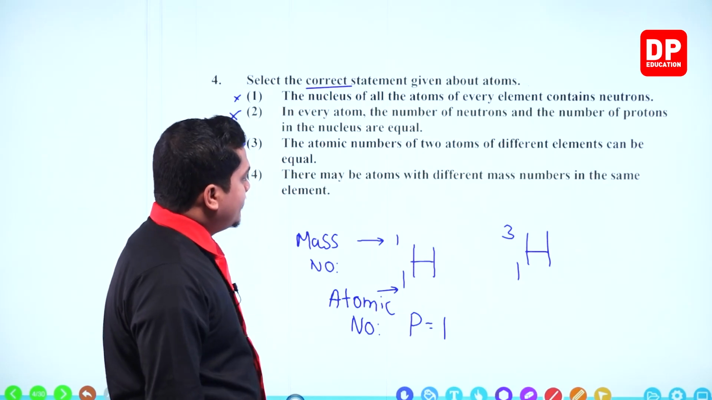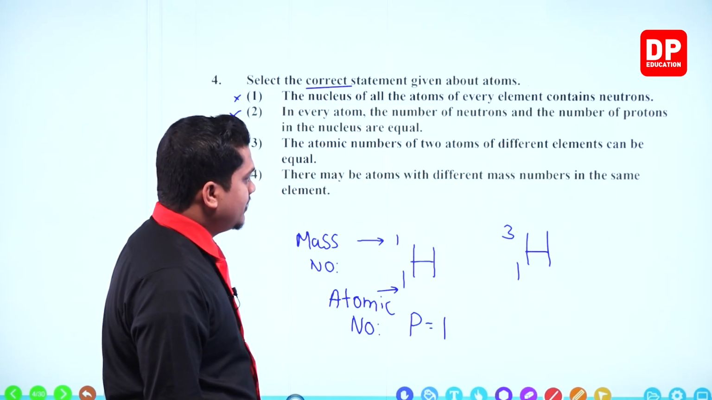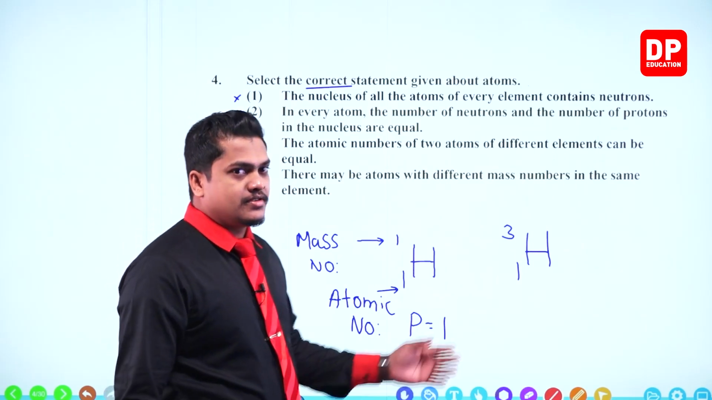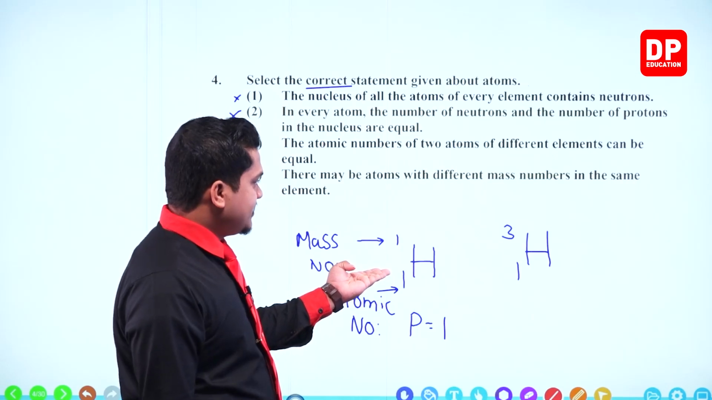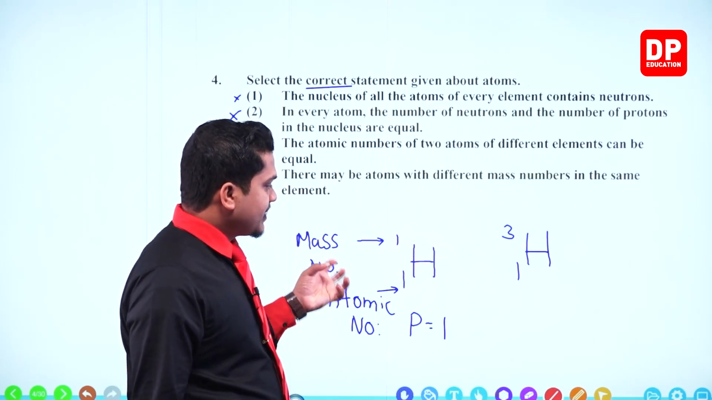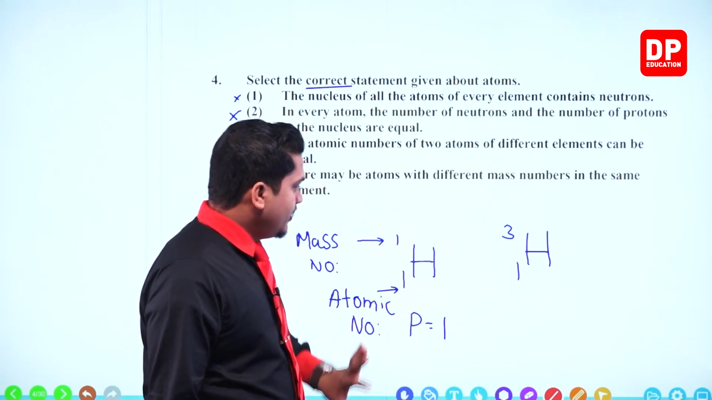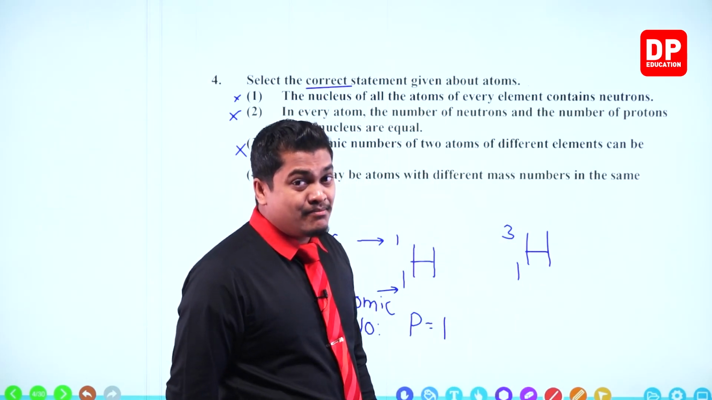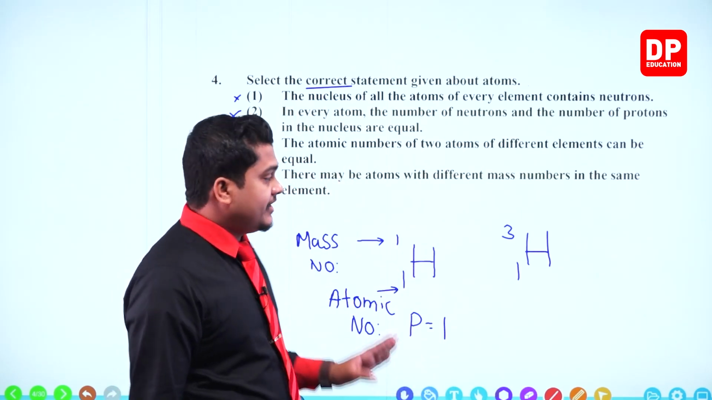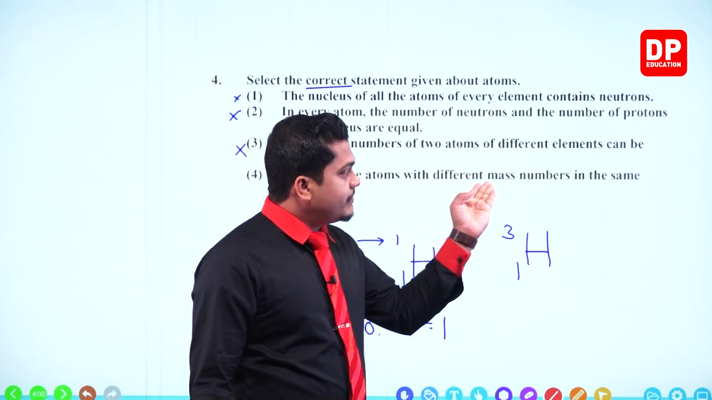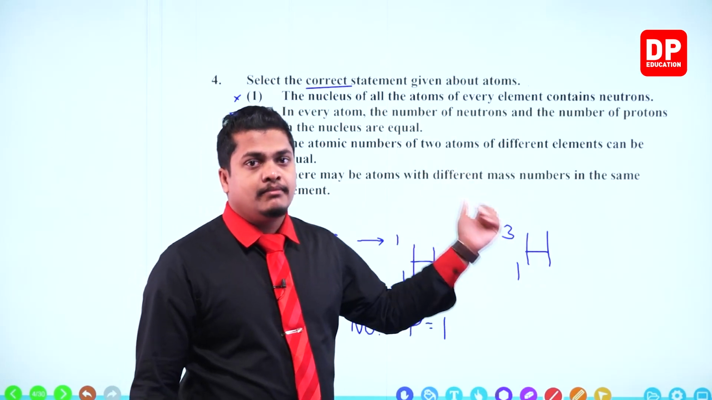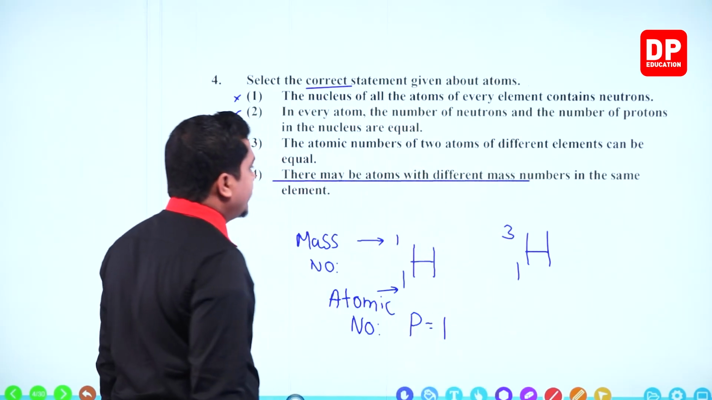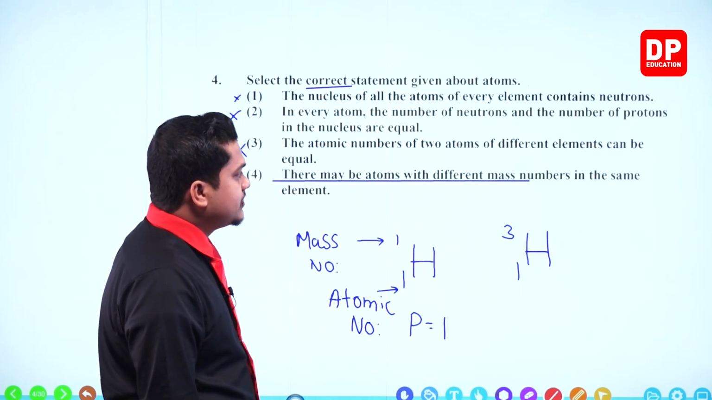Next one. There may be atoms with different mass numbers in the same element. Of course, it's correct. You can see it on the board, right? This is protium, hydrogen 1, atomic number 1, mass number 1. This is tritium, hydrogen 3, atomic number 1, but mass number is 3. Same element, but different mass numbers. So our answer should be the fourth one, right?